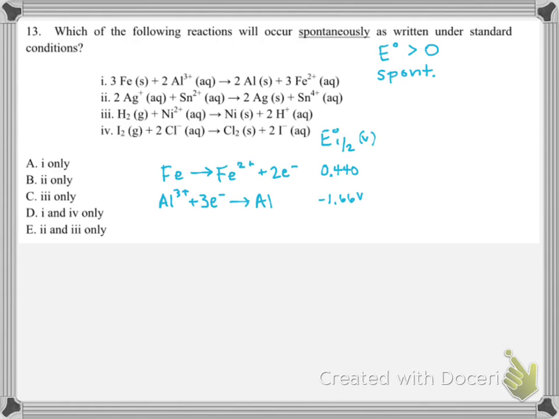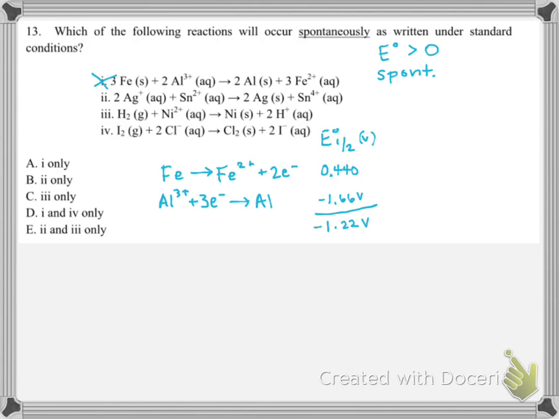And so we can split them into half reactions. I've done this for the first equation, where I have the oxidation of iron half reaction and the reduction of aluminum half reaction. And from the table, I got the E naught, or the half potentials. We would combine them and see that this will have an overall potential of negative 1.22 volts. So that's negative. That's not spontaneous. So the first one is out.